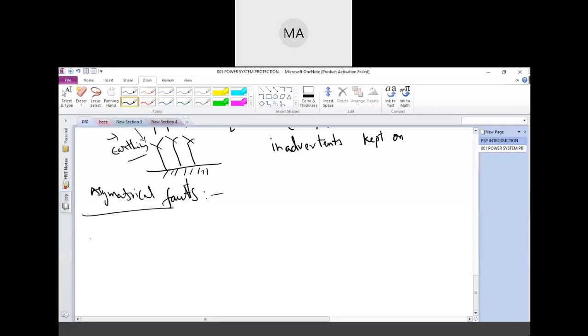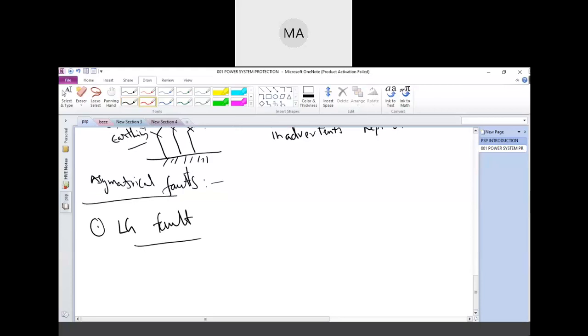Here let me take the LG fault, how the LG fault occurs. Line to ground fault, if we take a live example, which we see every day. Take one transmission line tower. Here we have the cross arms, and on the cross arms we have the string insulator or disc type insulator, which carries the conductor.